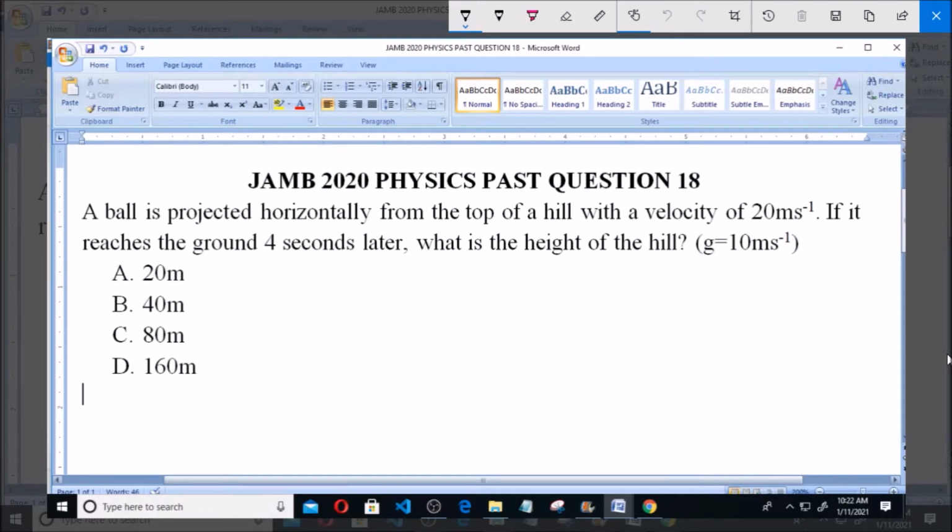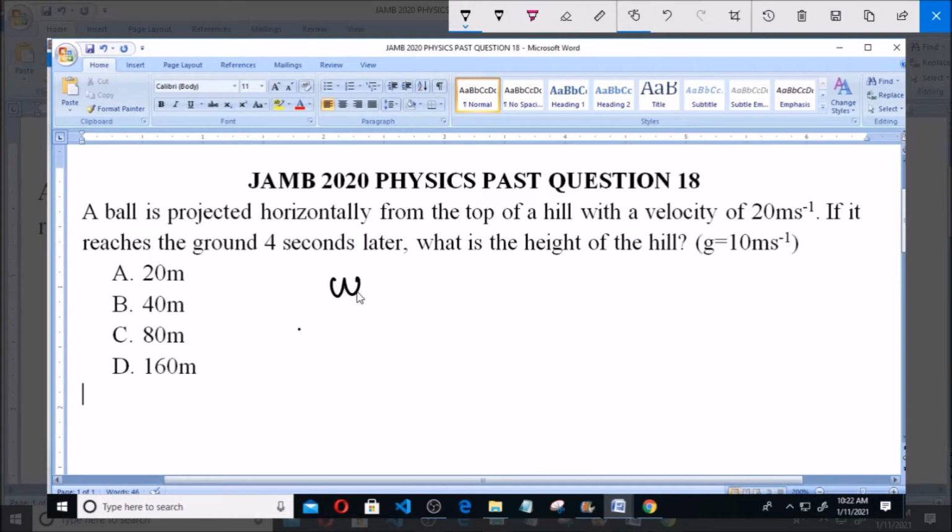A ball is projected horizontally from the top of a hill with a velocity of 20 meters per second. If it reaches the ground 4 seconds later, what is the height of the hill? Now take acceleration due to gravity to be equal to 10 meters per second squared. Option A says 20 meters, B says 40 meters, C 80 meters, and D 160 meters.